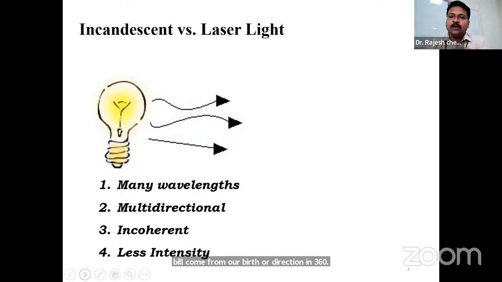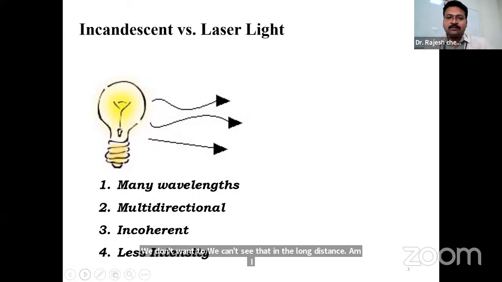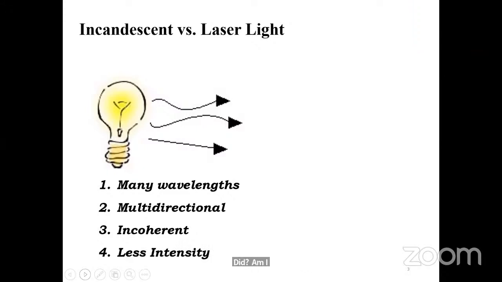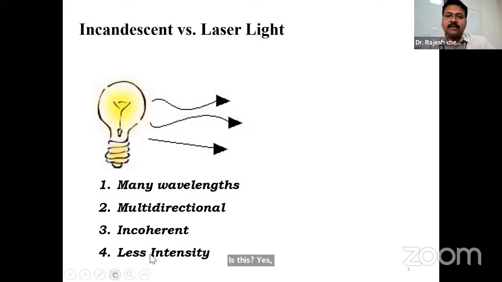Okay, it is incoherent. Incoherent means it has different wavelengths and less intensity, because it goes in multiple directions and each wavelength interferes with the others, which reduces its intensity. We can't see them over a long distance. Am I clear? Am I clear about the incandescent light? Yes, sir. Now we can see the important properties of the laser.